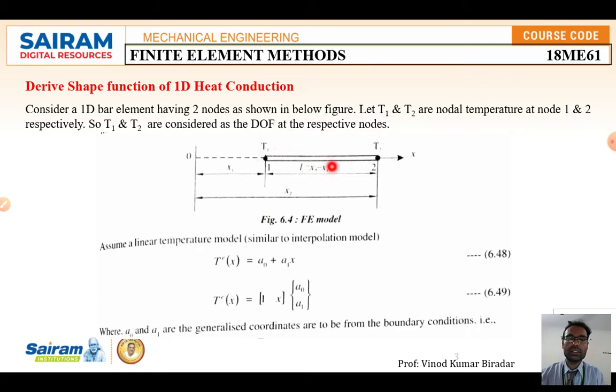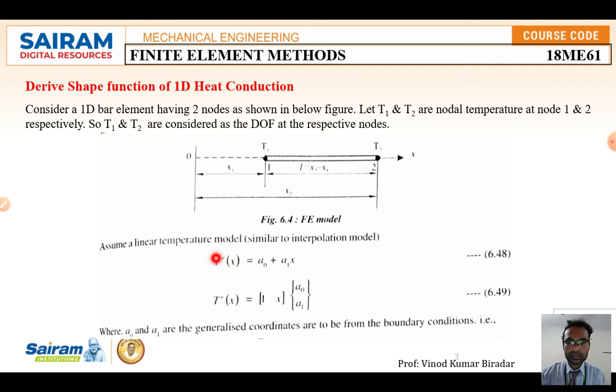This is the finite element model for this 1D bar element. Let us assume the nodal temperature is similar to the interpolation model we did in the previous case. Let us assume a linear temperature distribution with the help of the polynomial function. For the 1D bar element, the interpolation function is given by T of x is equal to A0 plus A1 x. Equation number 1, that is 6.48.